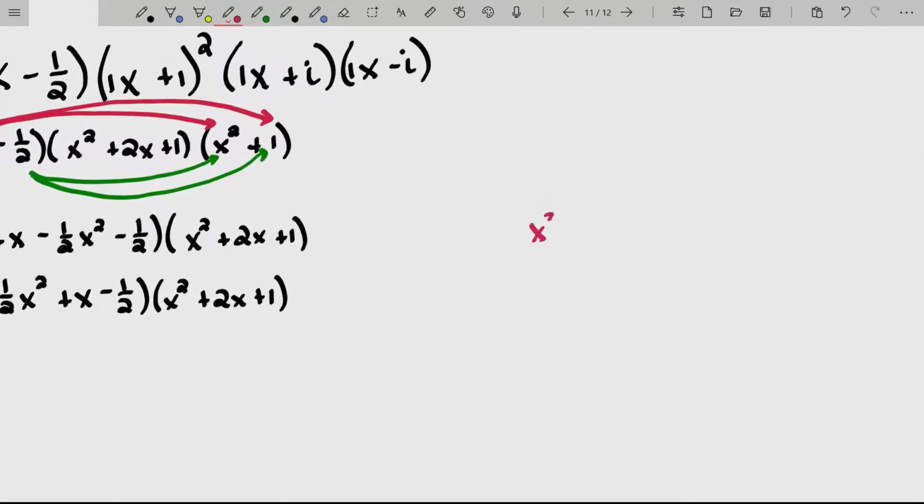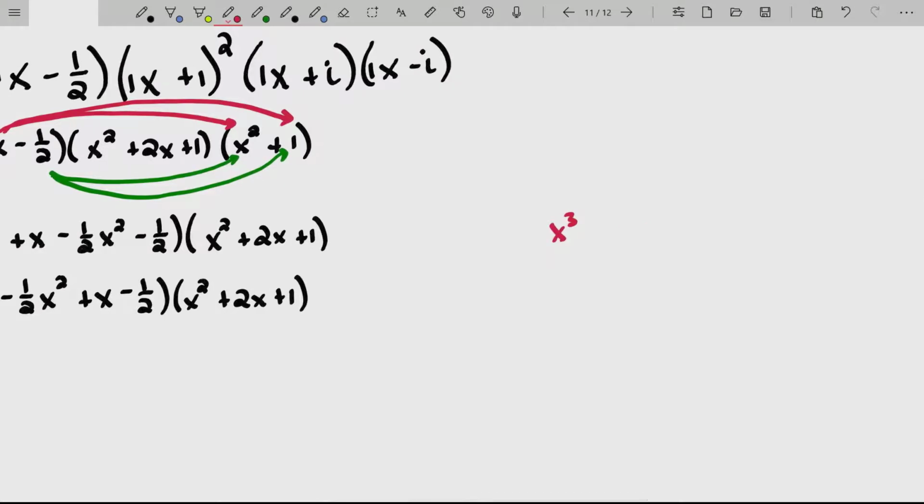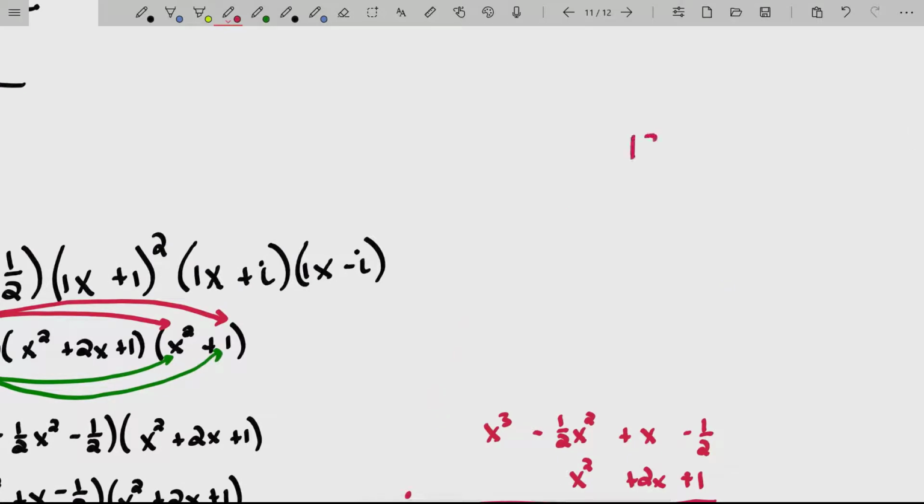So if you write out that polynomial, x cubed minus 1/2 x squared plus x minus 1/2, and you stack below that the second polynomial, x squared plus 2x plus 1, you could treat it like a multiplication problem from when you were in an arithmetic class when you were a child.